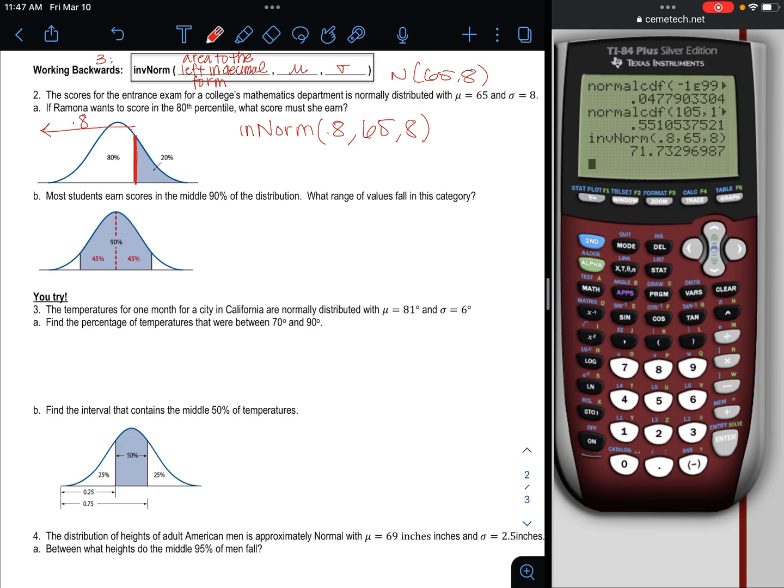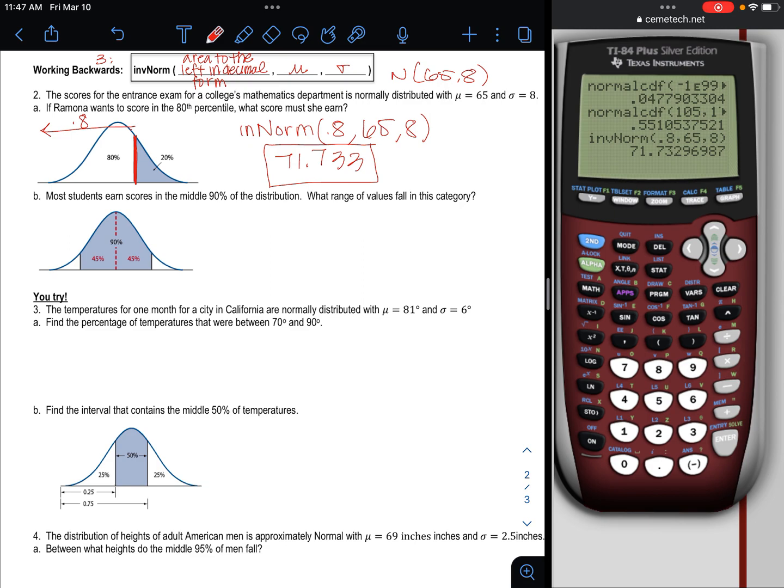So that value is 71.733. And that's a score, so I don't have to put minutes or people or whatever we're talking about. They would need to earn a score of 71.733 to score in the 80th percentile.